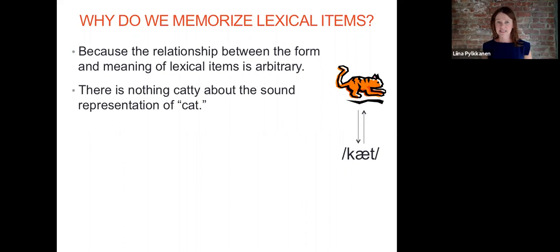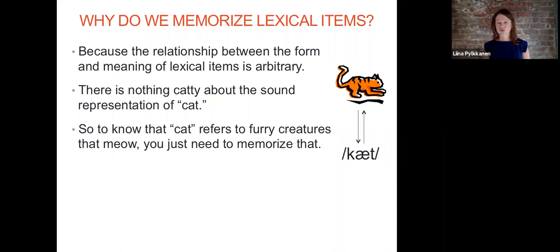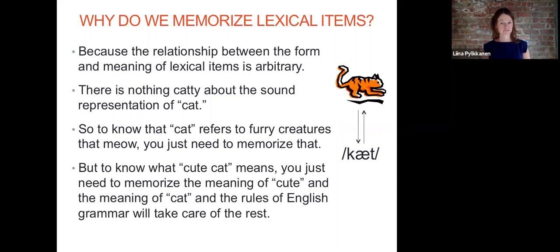What I mean by that is that there's nothing that tells you about the cat-like meaning or cattiness in the phonological sequence cat. There's nothing catty about that sound sequence. You can't figure out that it refers to a cat without just memorizing that fact. So to know that cat refers to this furry creature that meows, you just need to memorize that fact. That's the connection between sound and meaning. But to know what cute cat means, you just need to memorize the meaning of cute and the meaning of cat, and then the rules of English grammar will take care of the rest.